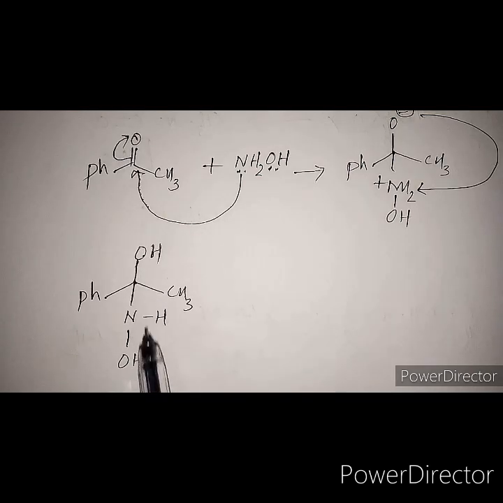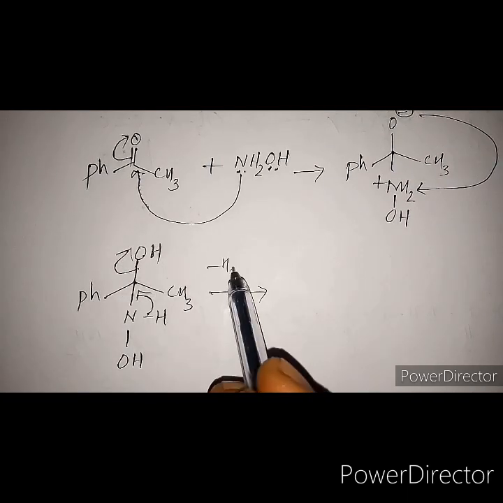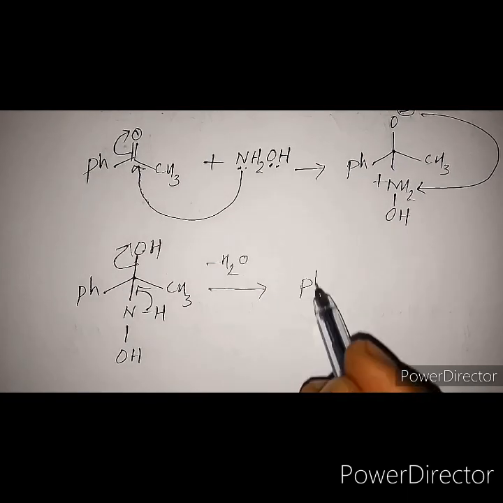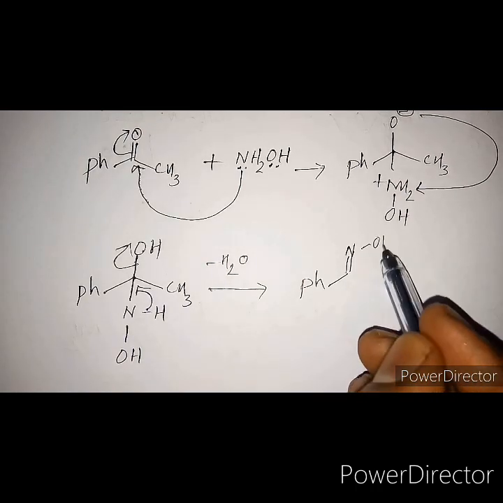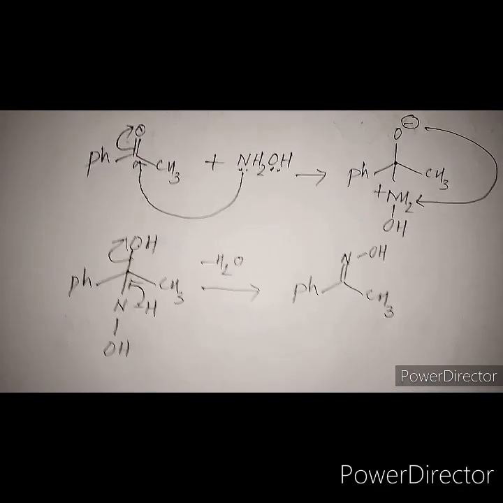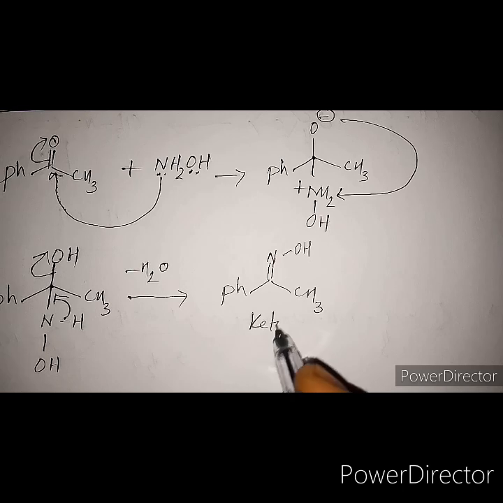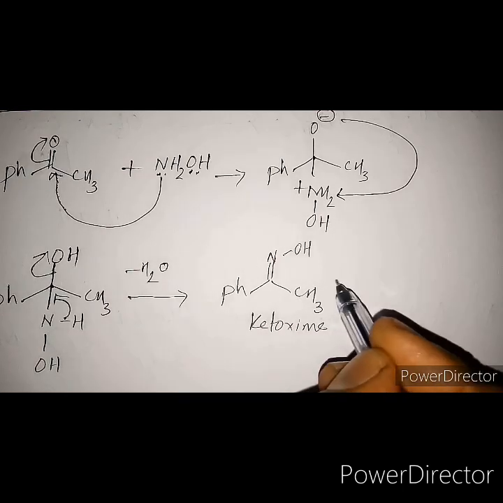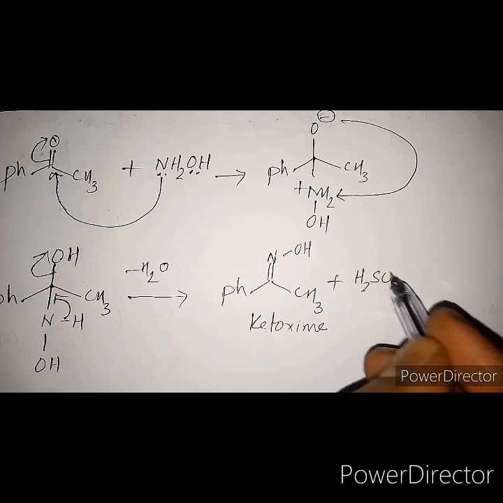Now we have the OH group and H group, so it will undergo dehydration, that is the elimination of a water molecule. So we'll get PhNOH CH3. So this is an oxime, derived from ketones, so we call it a ketoxime. Now this will react with acid, sulfuric acid.